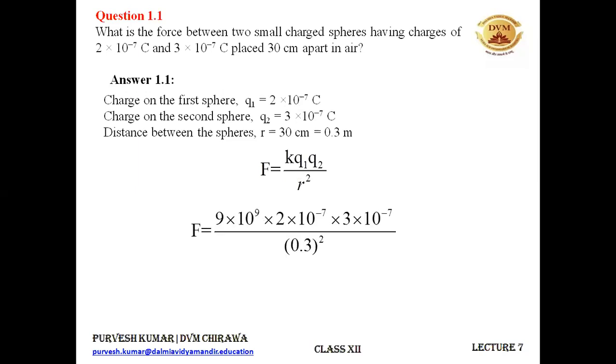F = 9 × 10^9 × 2 × 10^-7 × 3 × 10^-7, and in place of r we have written the distance, 0.3 meters. All right, and it comes out to be 6 × 10^-3 Newton, or you can also write it as 6 millinewton.